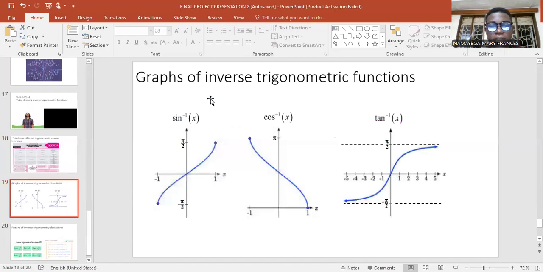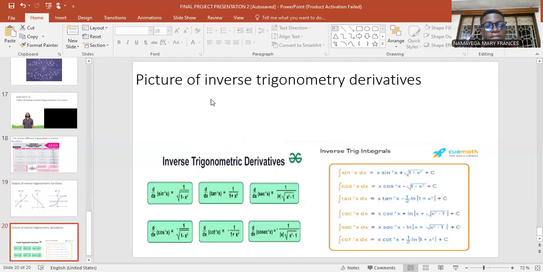Then we have the graphs of the inverse trig functions, where we have sine, cosine, and tangent inverse. So these graphs are very vital. They show how the inverses are obtained. And then we also had how we can have sine, cosine, and tangent in their natural form, but these ones are inverse functions.